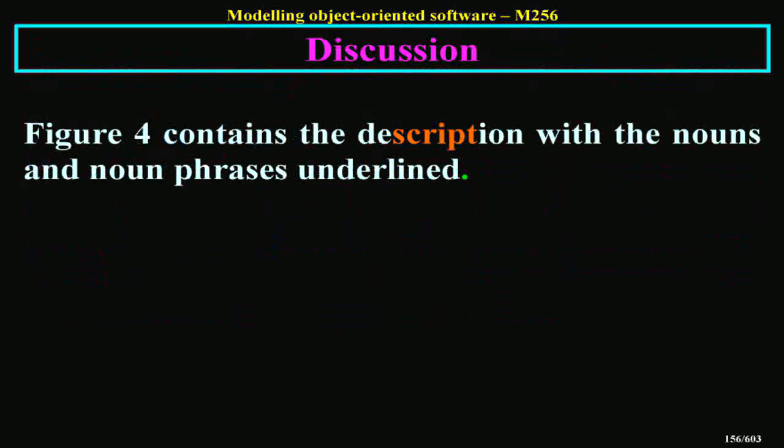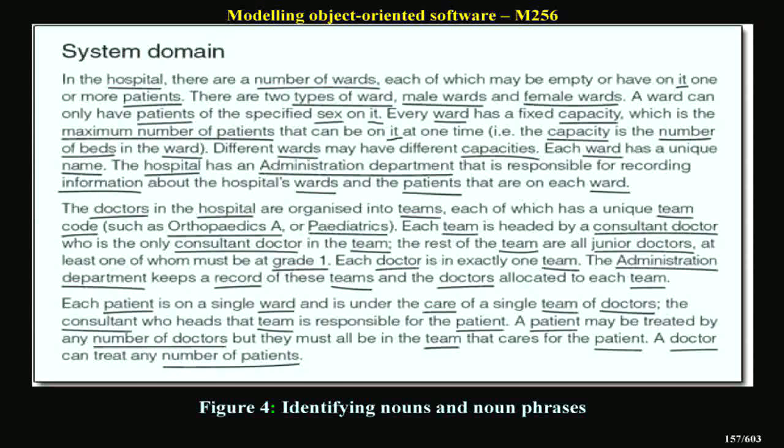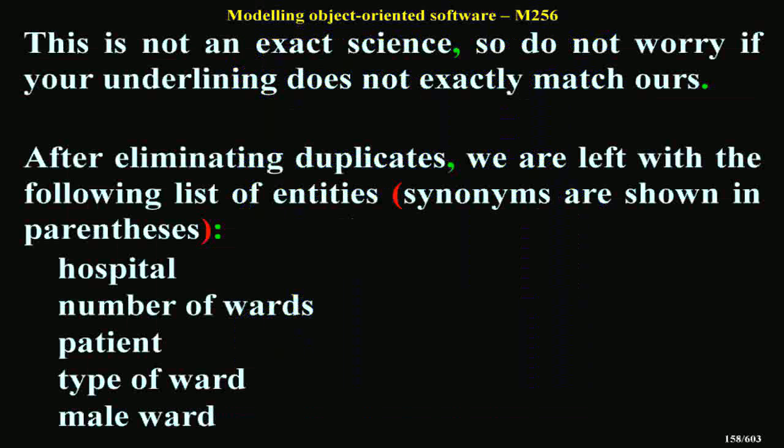Discussion. Figure 4 contains the description with the nouns and noun phrases underlined. Figure 4. Identifying nouns and noun phrases. This is not an exact science, so do not worry if your underlining does not exactly match ours. After eliminating duplicates, we are left with the following list of entities. Synonyms are shown in parentheses.